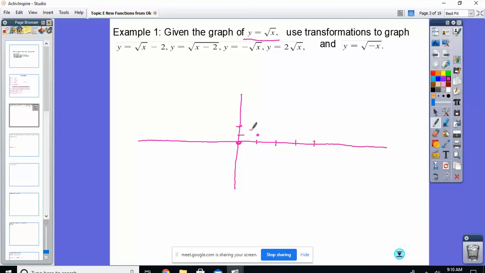Square root of 4 would be 2. You could go to 9, 3 if you wanted. And remember when we graphed the parent function, we always made those dashed. That is my parent.